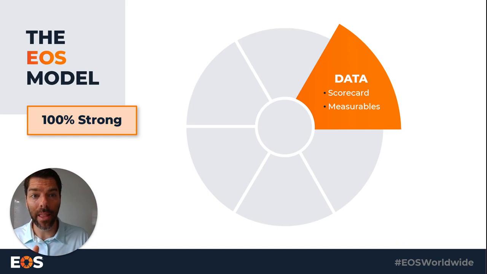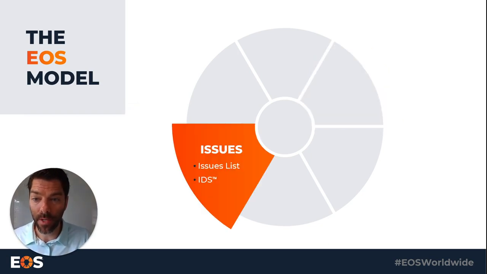Once we dial in on that scorecard, everyone in the organization ultimately has a measurable. A measurable is just a number that every single person is on board. They know that number and they're on board to help you hit that number so that they know they're helping you hit your numbers week in and week out. That is the data component.